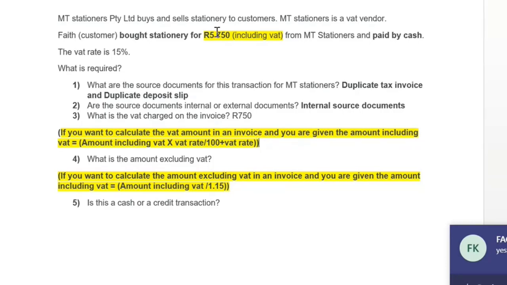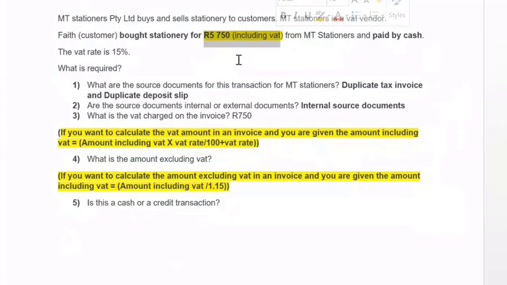Okay, so in a case, guys, whereby this amount now is excluding, I'm going to give you that scenario after we do number 4. After number 4, I'll give you that scenario. So number 4 is, what is the amount excluding VAT?